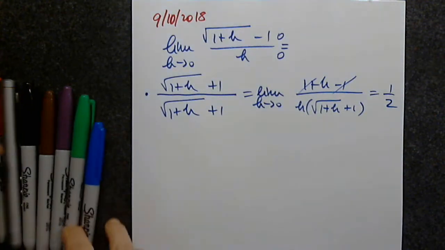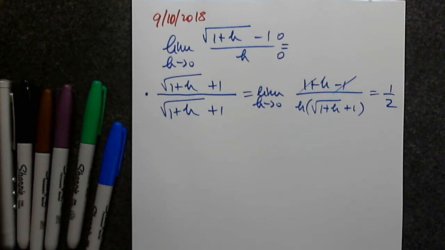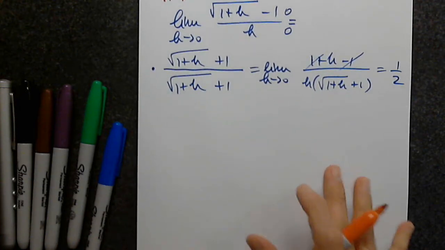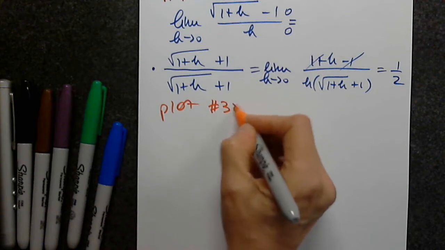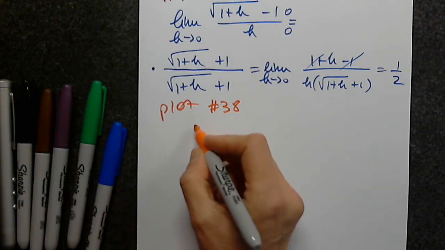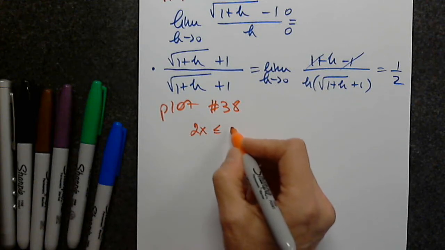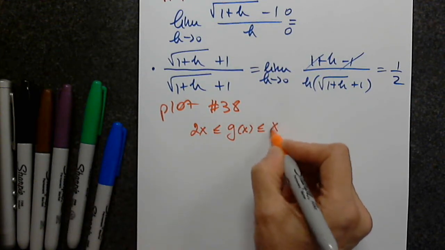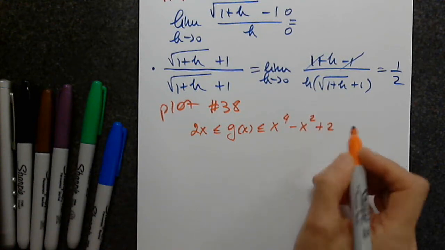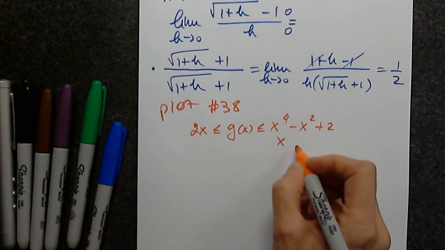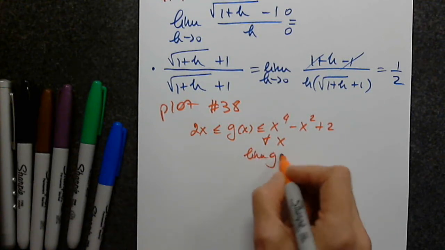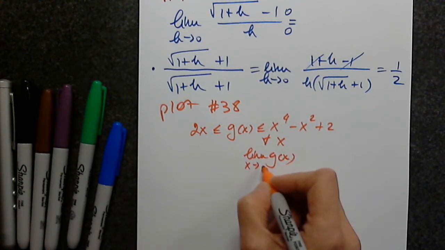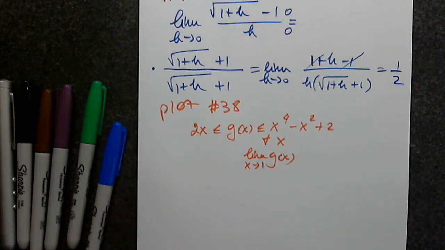Okay, anything else? If you have questions? Yes. On page 107, number 38: if 2x is less than or equal to the function g of x, which is less than or equal to x to the 4th minus x squared plus 2, for all x, evaluate the limit of g of x as x approaches 1.